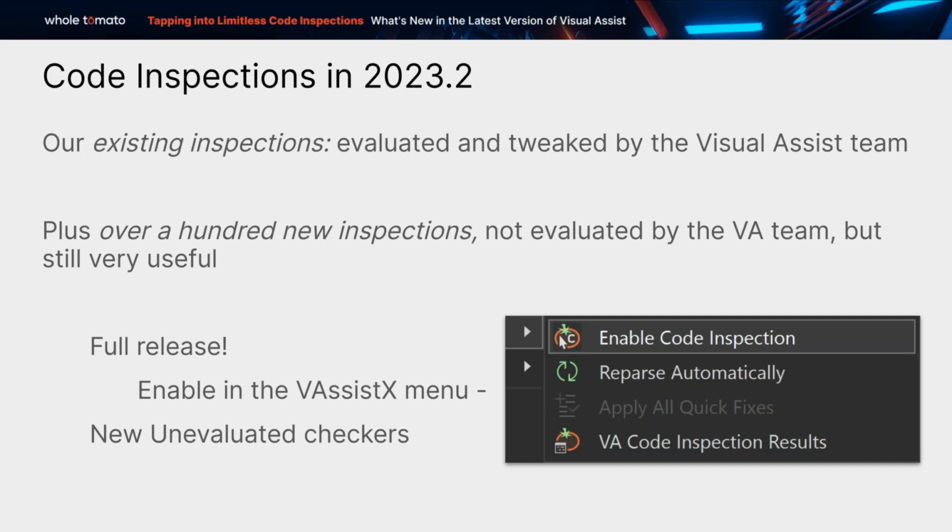But it's great to enable it even just for the code you're working on, so you can check new code that you're writing and make sure that it is up to par. So just give it a shot. It's a really great feature, and it's worth enabling in our options dialog in the Visual Assist X menu. So you go to Visual Assist X, code inspections, and then just enable. And you can also show the code inspection results window from there. We'll talk a little bit about that.